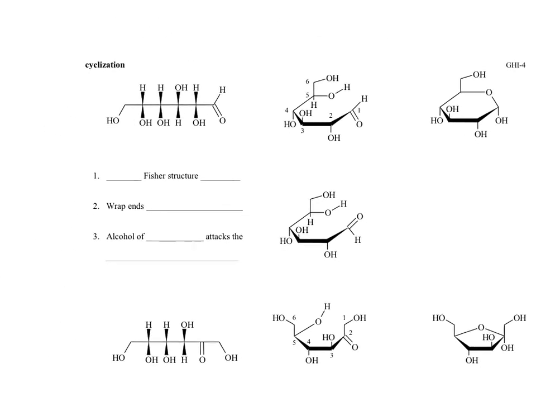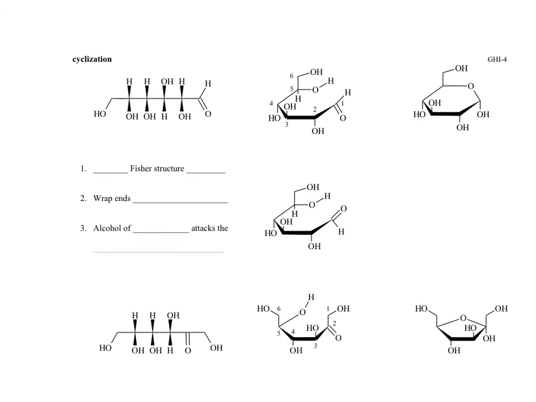The next page of our notes, which we have to turn a little bit, is called cyclization. And this is where we make carbohydrates a little trickier, a little more complex. We've already learned the Fischer structure of a bunch of different sugars. They're all really important. Now we want to learn that sugars can cyclize into rings. This makes it a little trickier. It's a little more three-dimensional.